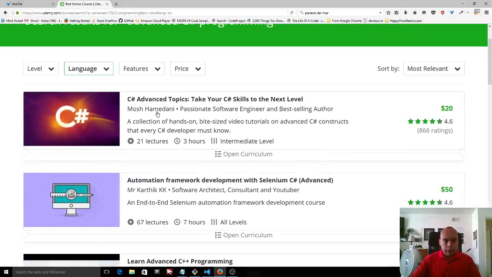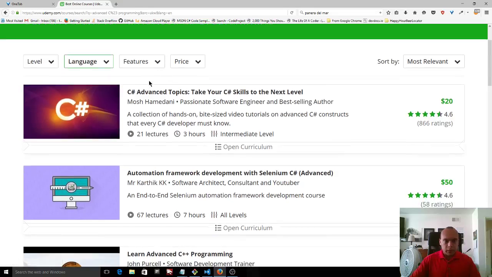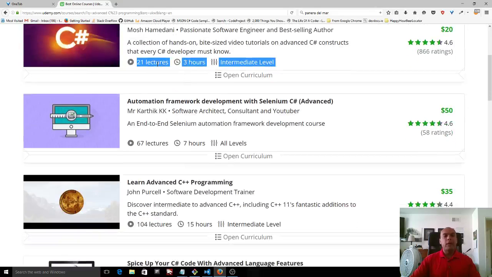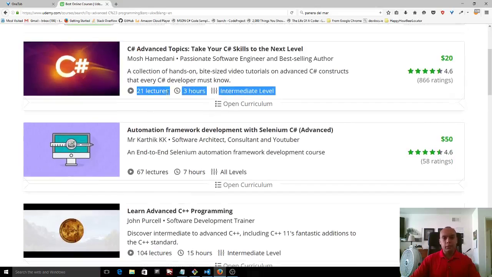There's going to be the title, the author, the description of the course, and I want you to pay close attention to this right here, okay? Look at the amount of hours in the lecture and how many lectures there are, and then look over here. Look at how much it costs and the ratings of the course. So this is 866 ratings. So out of 866 people, this course got a 4.6 out of 5. So some people like this course.